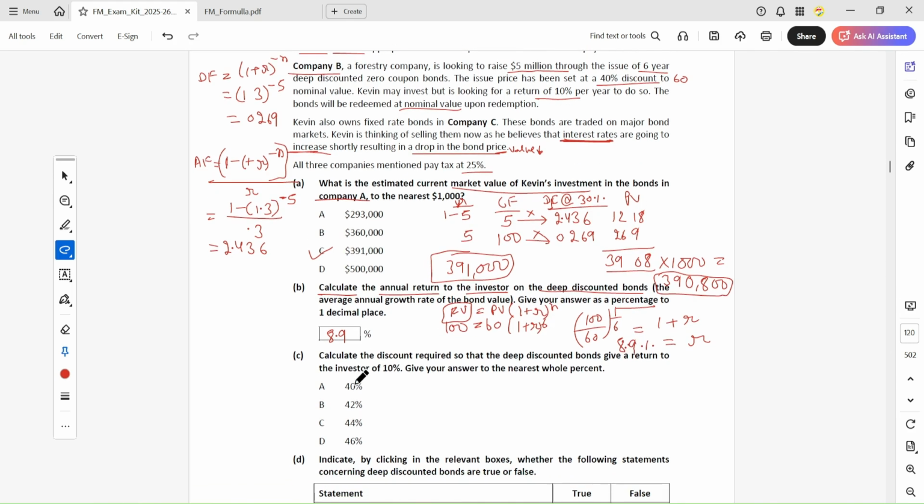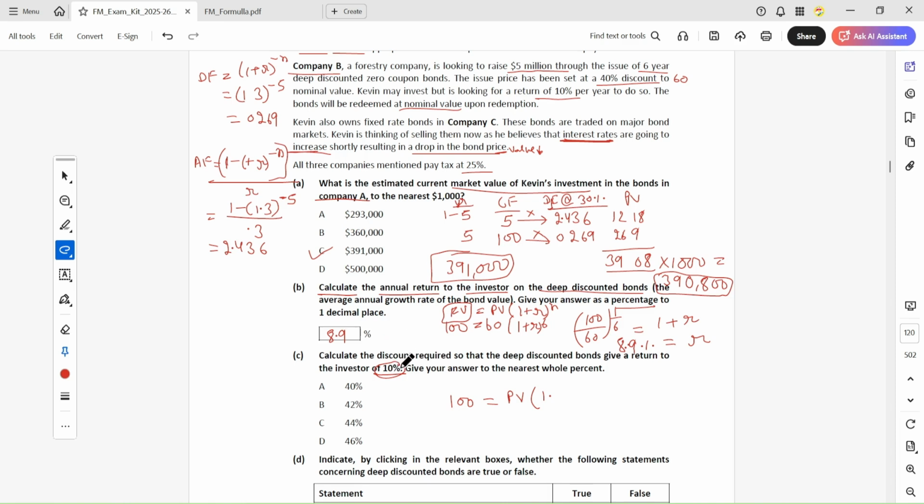Calculate the discount required so that deep discounted bonds give a return to the investor of 10%. Give your answer to the nearest percent. So now this R is given. Now we have to calculate how much discount we have to give. So now we need to calculate this for 100.